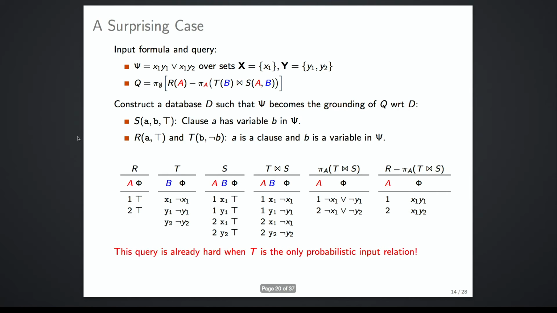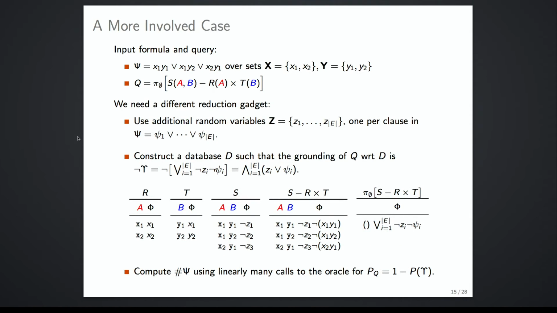Right. For interest, okay, so as I said, this is actually hard already when T is the only probabilistic relation. And this goes beyond our understanding of positive queries, where we needed at least two relations to be probabilistic. A more involved case, which for interest of time I will not go into detail, but I only want to mention the following. We have a new query.